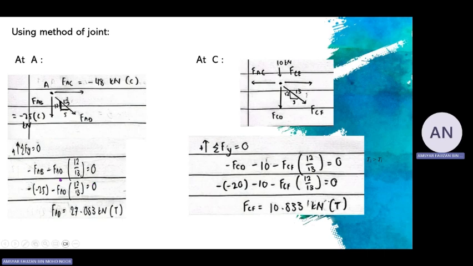So after doing this calculation, we got FAD equals 27.083 kilonewton. So it is a positive value. So that means it's tension.